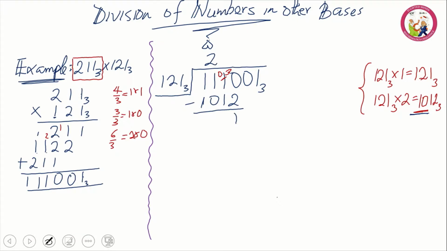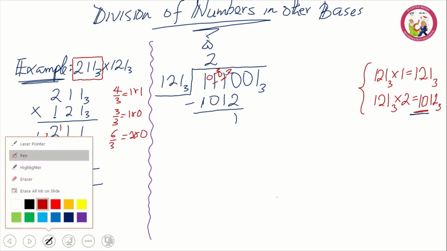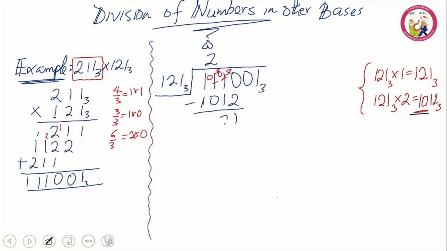0 minus 1 is not possible. Again, borrow 1 from this guy. We have 0, and as it lands here, it becomes 3, right? So we have 3 minus 1. 3 minus 1 is 2. 0 minus 0, that's 0. 1 minus 1, 0. So it means when you subtract 1012 from 1110, the answer is 21.